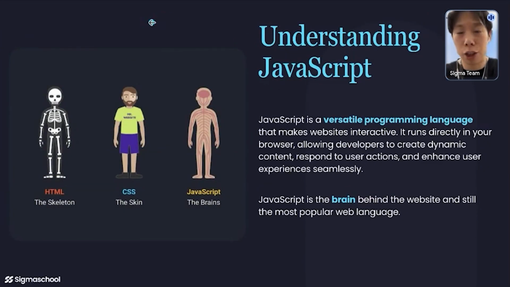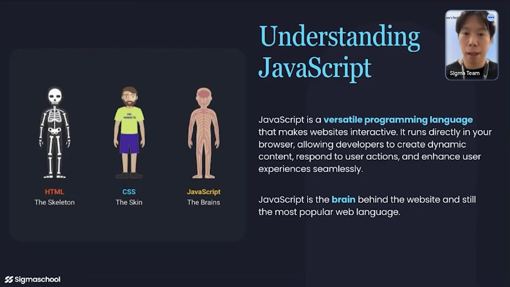Understanding JavaScript. The first thing you want to understand is that it is a very versatile programming language. Why are we learning JavaScript? Because it makes websites interactive. For example, you're joining in Google Meet, and that is actually written in JavaScript as well. It runs directly in your browser, allowing software developers to create dynamic content, respond to your actions like the buttons you click, and enhance your experience depending on how well the website is built.